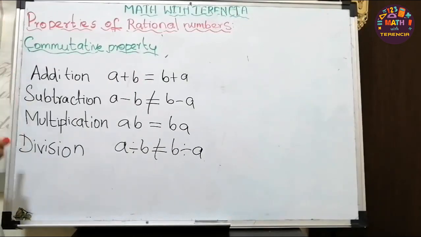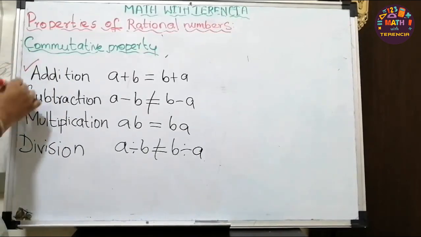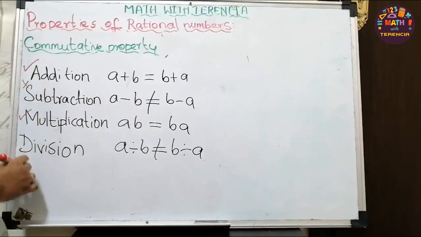Okay, now let's conclude the commutative property. Commutative property is true for addition and multiplication, and it is not true for subtraction and division.